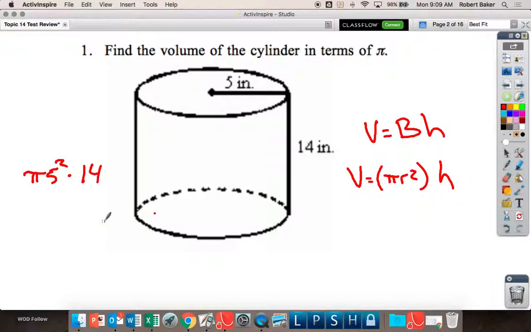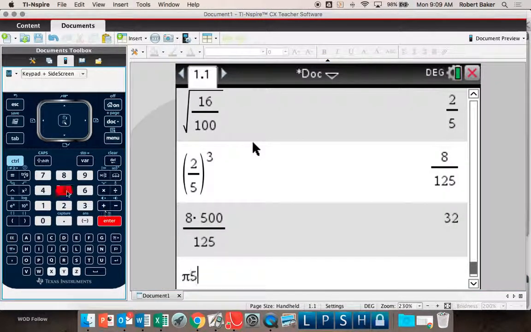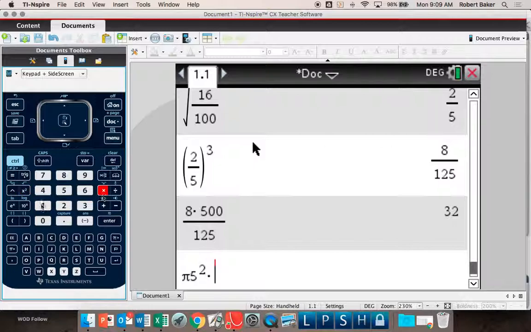You can do this two different ways. You can multiply it all out in your head, or you can multiply it out in the calculator and then change the answer from there. How'd y'all do it? Calculator. So you would do pi 5 squared times 14.